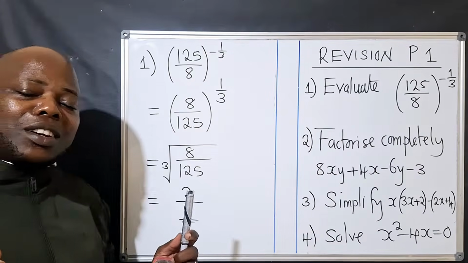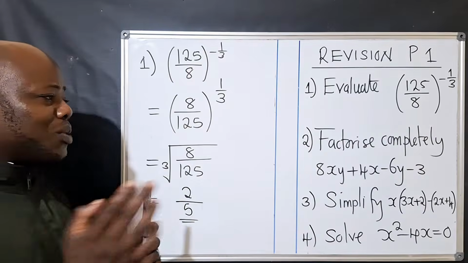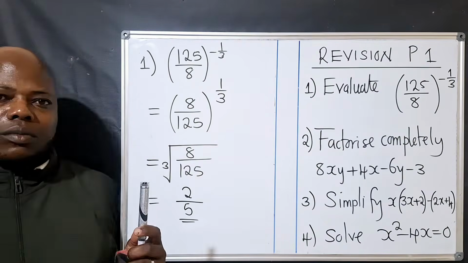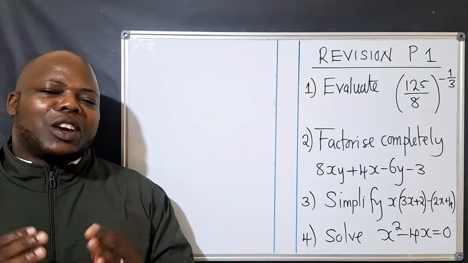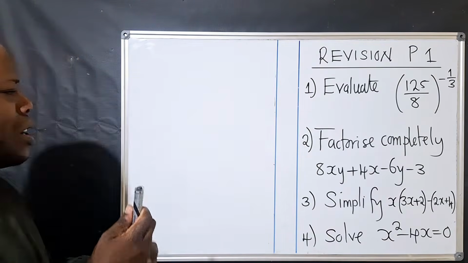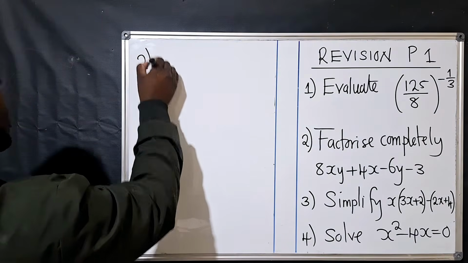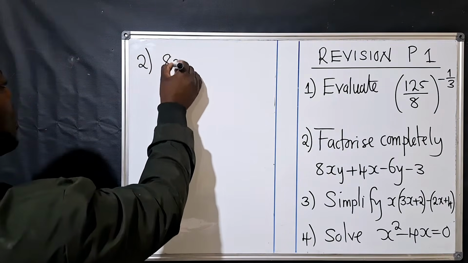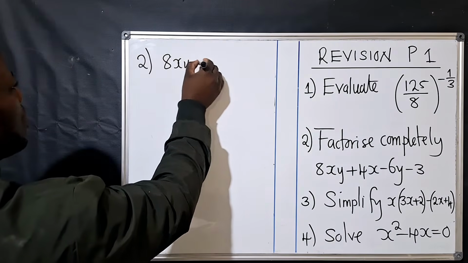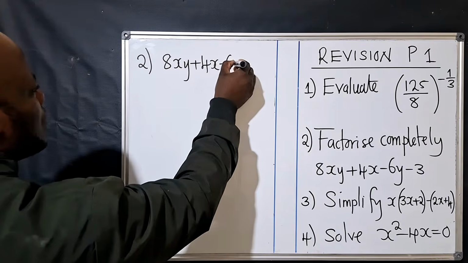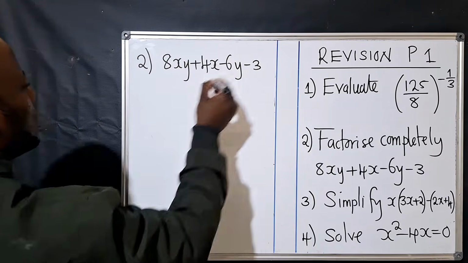So that's it. Let's go to the next question, which is question 2, and see what we're supposed to do on question number 2. All right, so we are here on question number 2. They are saying we factorize. So we've got 8xy plus 4x minus 6y minus 3.